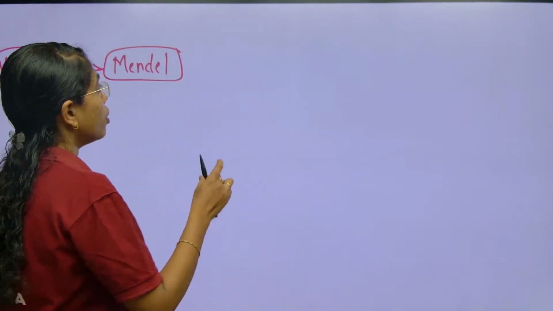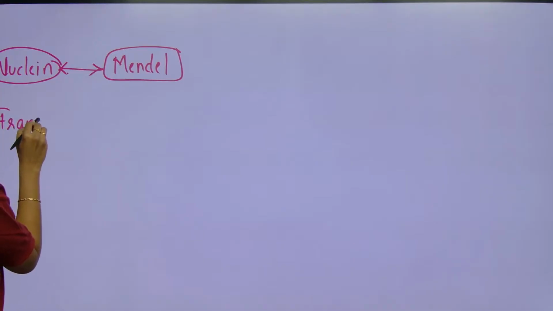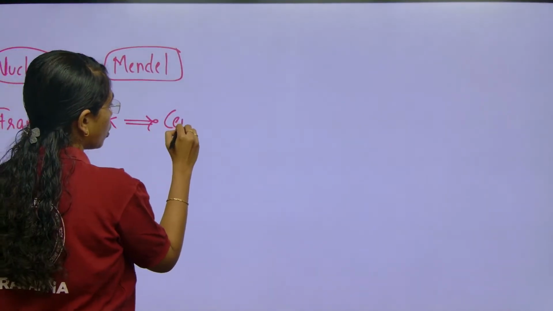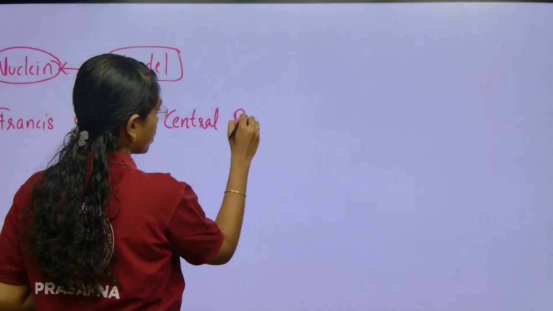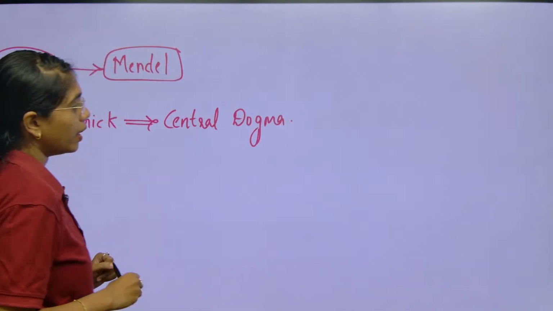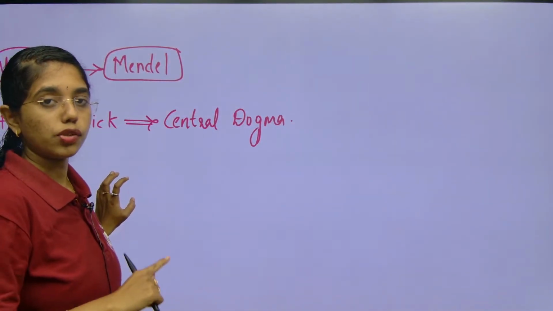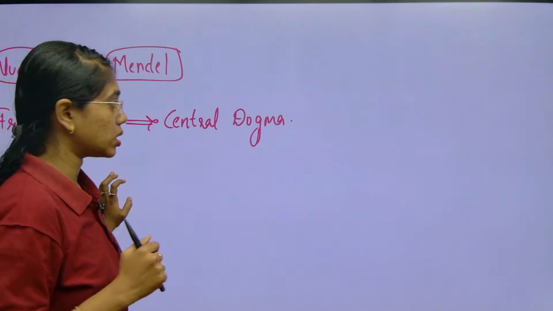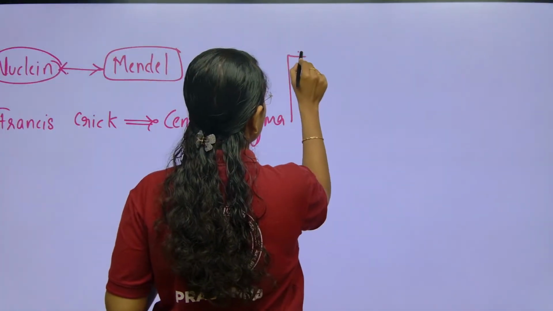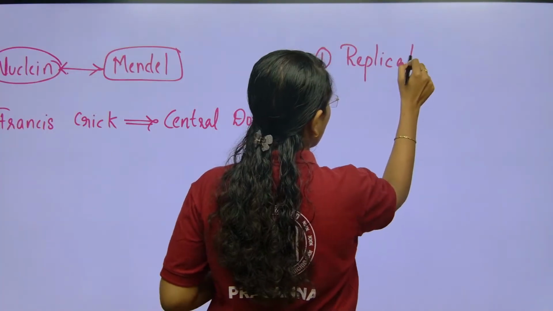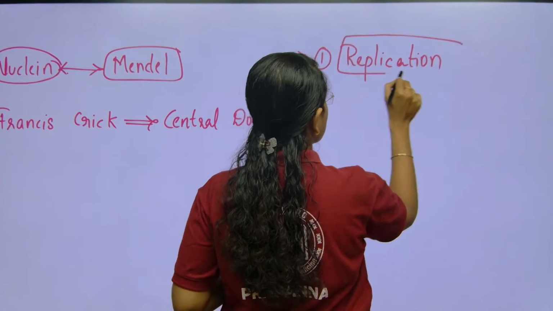Later, that the genetic material is DNA and that it is transferred was proved by the 3 scientists. But then the central dogma of molecular biology was given by Francis Crick, where the information from DNA is transferred to mRNA and then to proteins. The ultimate goal of DNA is to synthesize proteins. From the central dogma of molecular biology, the very first step is what? Replication.